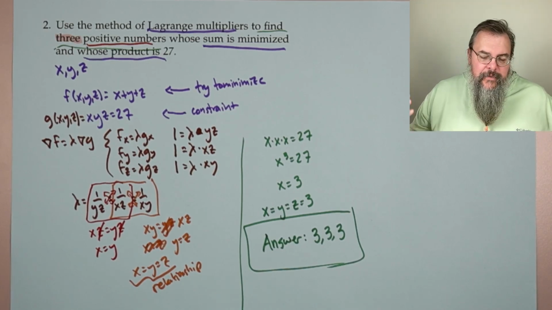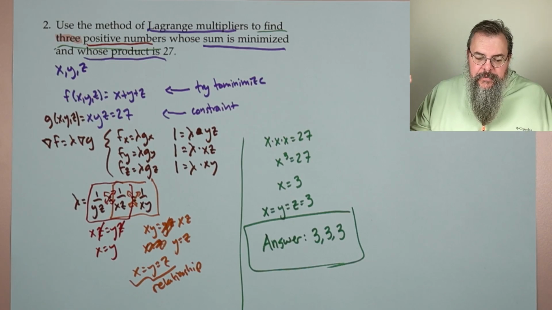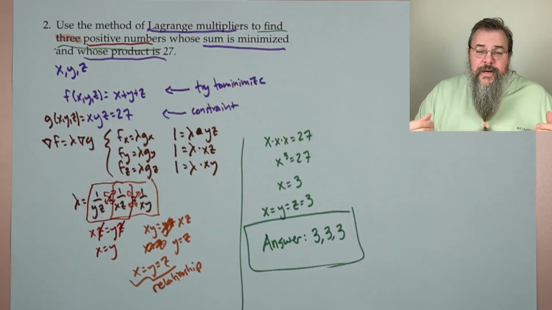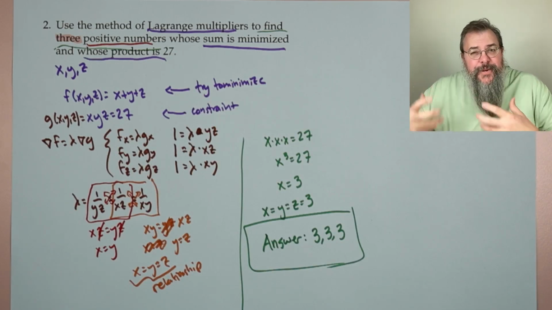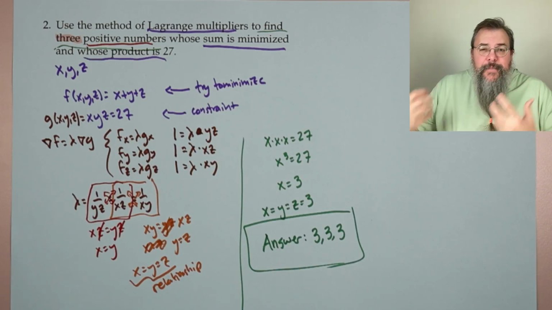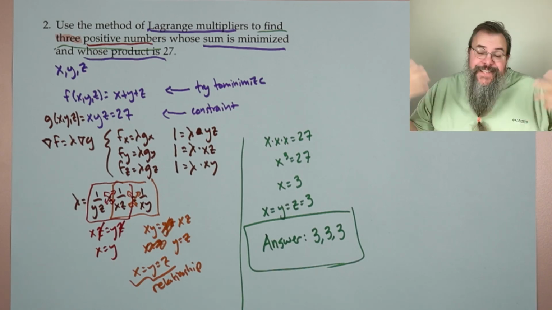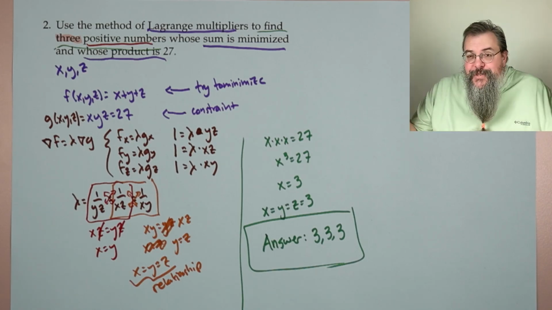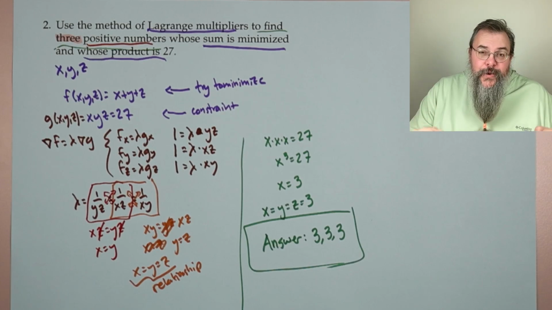Now you might be concerned, how do you know that we did find the numbers that has this sum minimized and product is 27? Well, the thing is, Lagrange multipliers doesn't have a built-in mechanism to test. But if you're running the process and you only get one answer, it's got to be the answer, right? So just trust. Trust the process. All right, good. Progress.